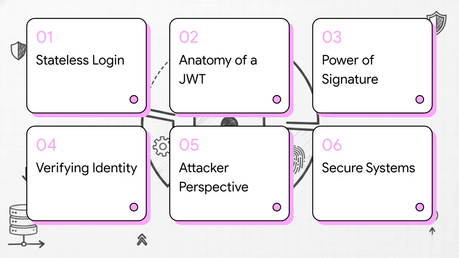Here's our roadmap for the explainer. We'll start with the magic of stateless login. Look at the anatomy of a JWT. Explore the power of the signature. See how identity is verified. Flip over to the attacker's perspective. And wrap up with building secure systems.